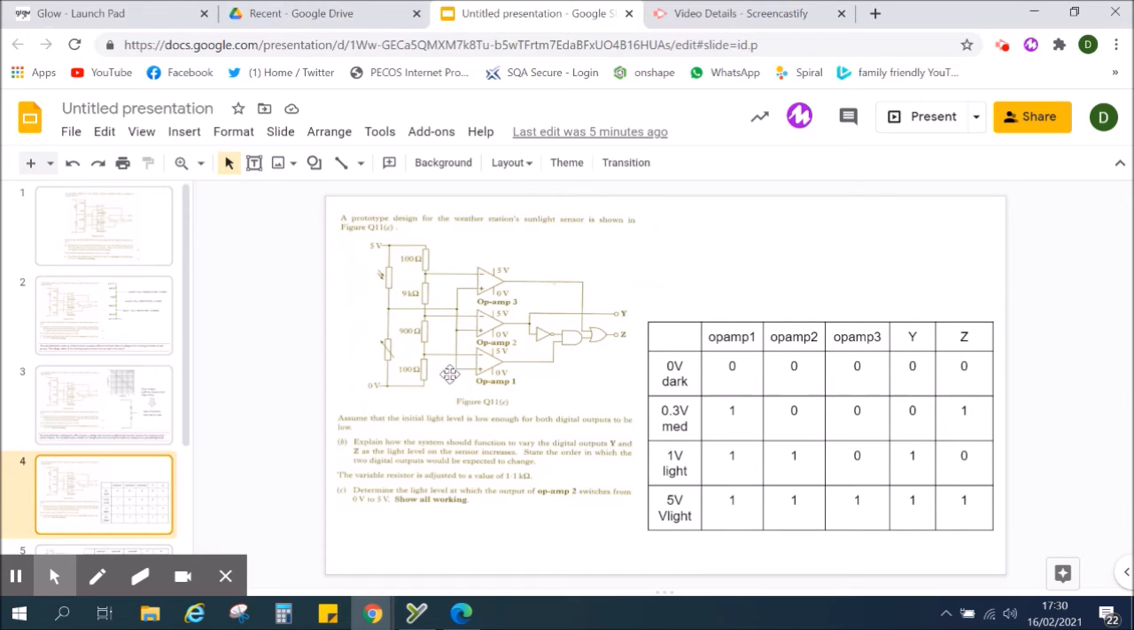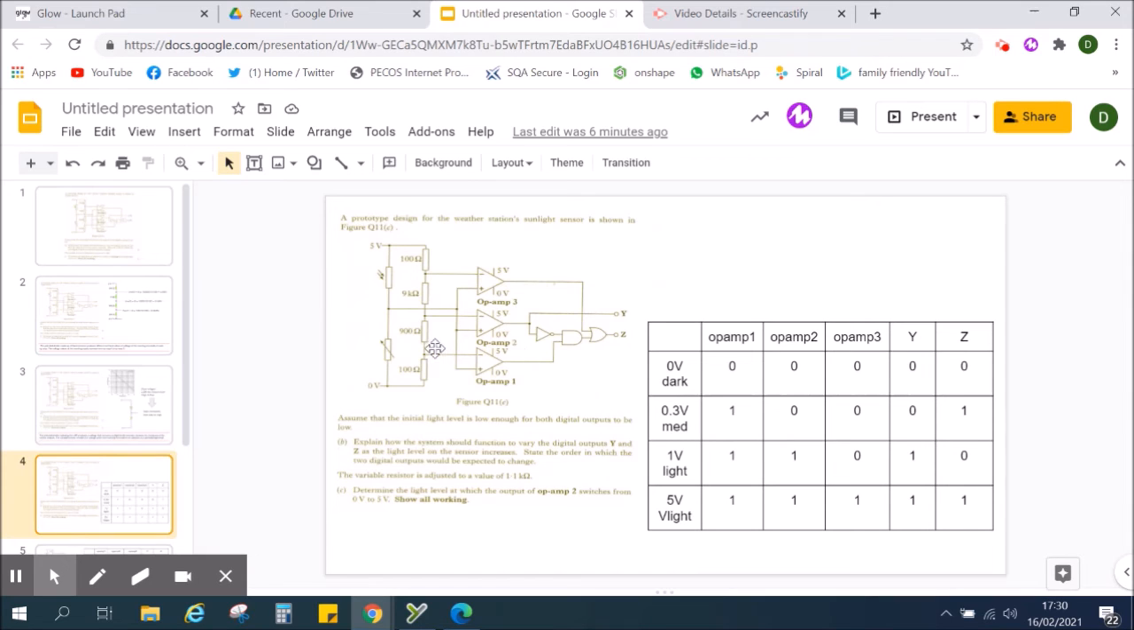As it gets lighter again, I've now got 1 volt coming out here, which is going to be greater than voltage reference 1 and voltage reference 2. So both op-amp 1 and op-amp 2 are going to be on. If both are on, then we've got Y on by itself. That's nice and easy. That on signal through the NOT gate becomes a 0. On signal, but with a 0 and a 1, that's an AND gate, so that's a 0. So Z is going to be off. So here we've got Z off, but Y on by itself.